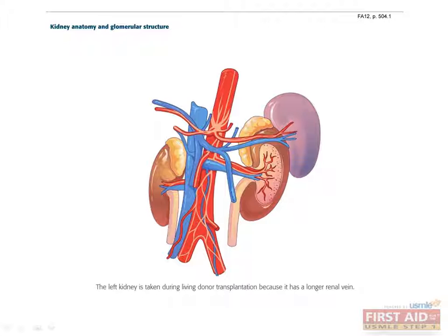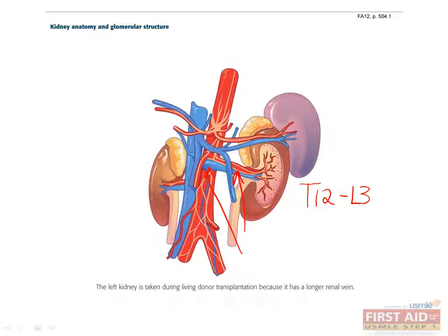The kidneys are retroperitoneal, located at the level of T12 to L3 on the left and slightly lower on the right due to the liver. They are near the costovertebral angles on physical exam. They receive blood from the renal arteries branching off the abdominal aorta, which can be seen here, and they drain venous blood through the renal veins to the inferior vena cava.